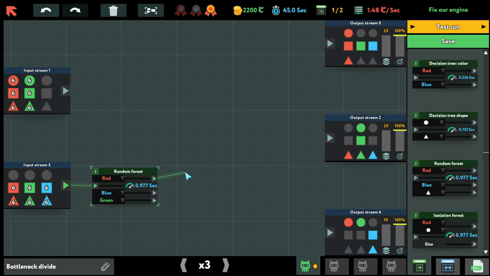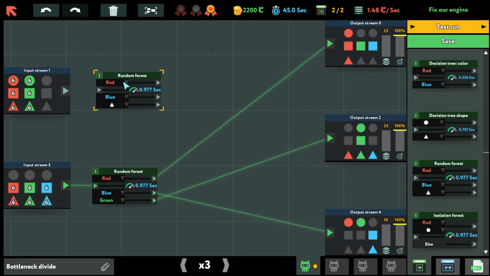And then we actually have output streams that accepts each one. So red can go in here, blue can go in here, and green can go in here. This one doesn't accept blue circles, but it doesn't matter, we don't have any blue circles anyway. So this is an even division of all the output streams. And then over here we're going to do something similar. We're going to use the random forest again, except we're going to divide by shape. So all the circles can go here. Again, no blue circles are available. All the squares can go here, and all the triangles can go here.